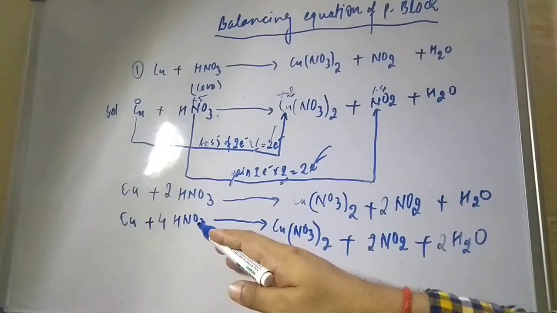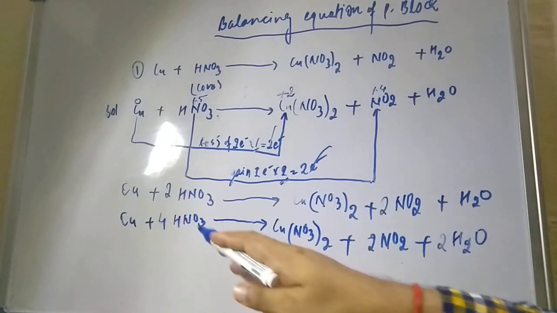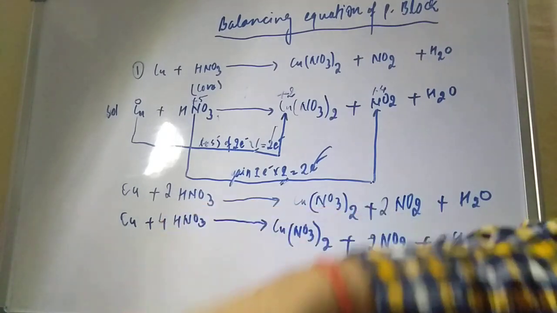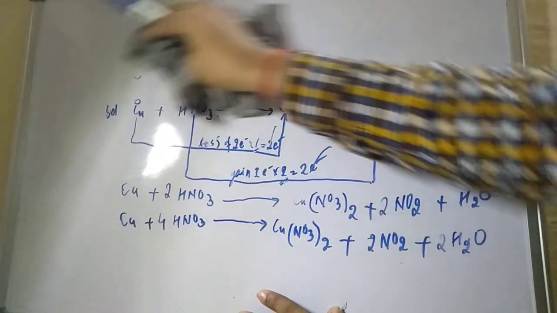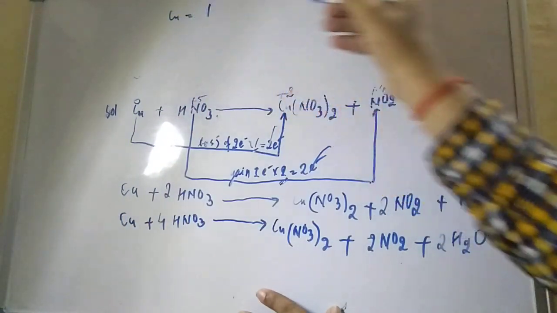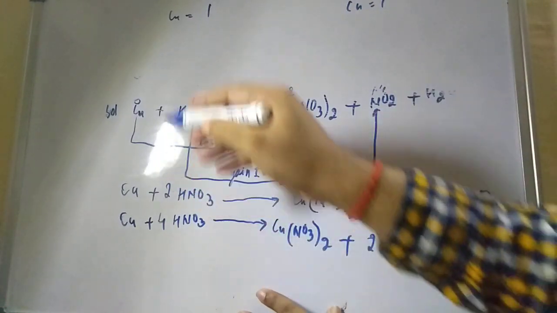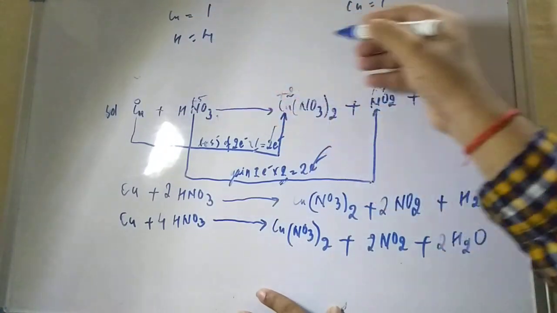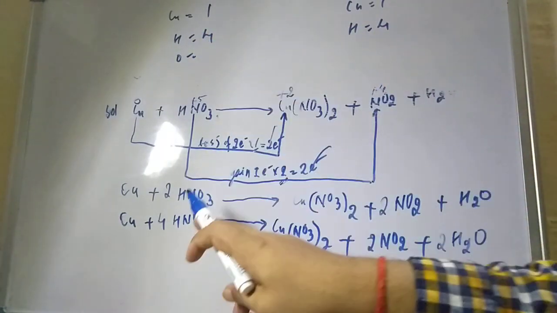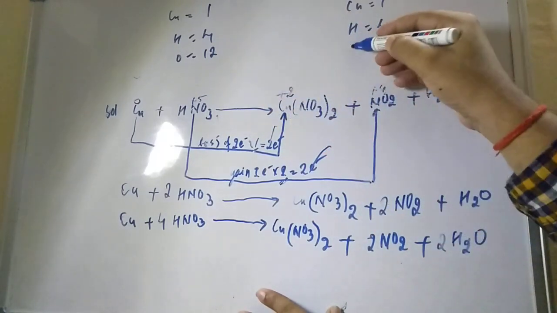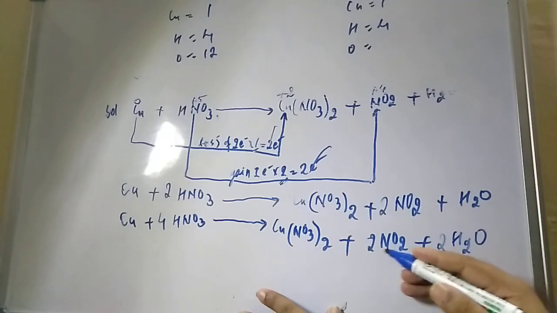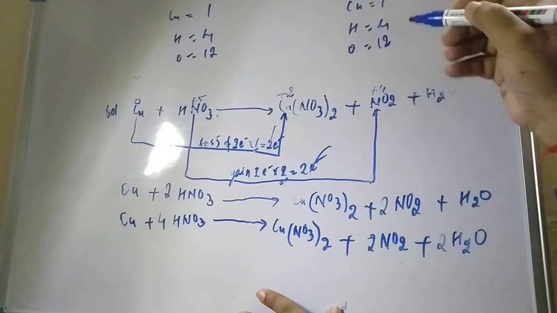Oxygen you can balance, student. 3 times 4 is 12. If you want to understand in detail, I am writing at the top to make it convenient. Copper, left side how many? 1. Copper right side how much? 1. Hydrogen, how much is coming? 4, and this side also 4, 2 times 2. Oxygen, you see, student, 4 times 3 is 12. And this side oxygen, you see, 3 times 2 is 6, 6 and 4 is 10, and 12. Oxygen is 12.